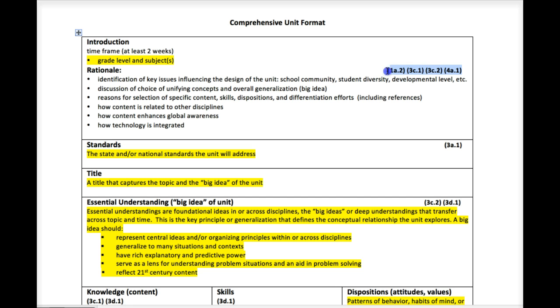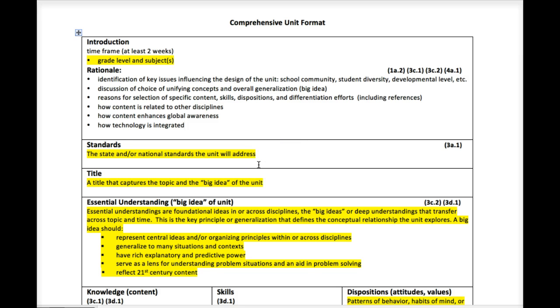Also, just so you know, don't worry about these numbers. These are indicators of different skills that you're supposed to have as teacher candidates. And that's more sort of for us, the teacher educators, than it is for you to worry about at this point.